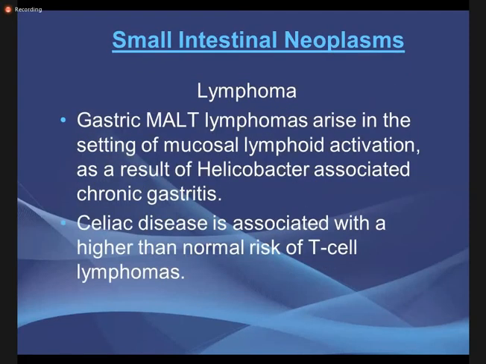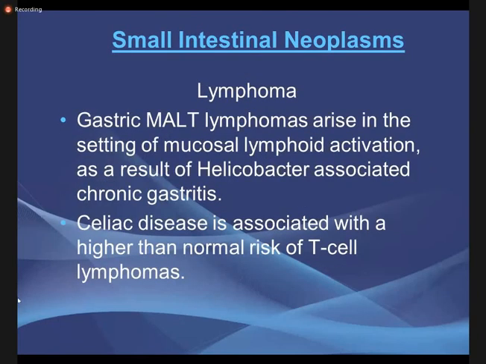Gastric MALTomas arise in the setting of mucosal lymphoid activation, and this lymphoid activation is a result of Helicobacter-associated chronic gastritis. That's why it is common in stomach, because it is related with the Helicobacter pylori associated infection, because this infection causes the lymphoid activation. And second, celiac disease is associated with higher than normal risk of T cell lymphoma.